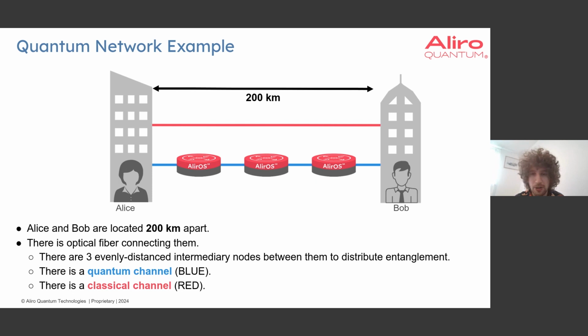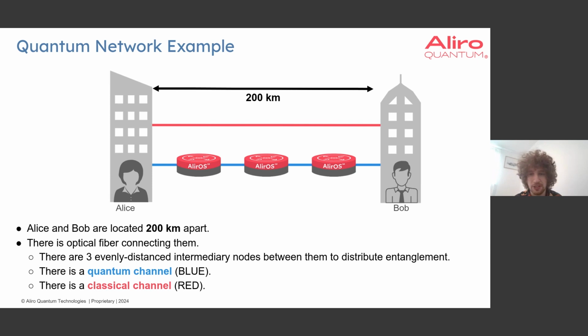Alice and Bob are located 200 kilometers apart. This means that they cannot use a single point-to-point connection for their quantum channel, as point-to-point connections typically only support links of up to 50 to 100 kilometers. However, through the use of 3 intermediary nodes in the form of quantum repeaters, evenly spaced between them, Alice and Bob will be able to utilize their quantum network and secure their communications.